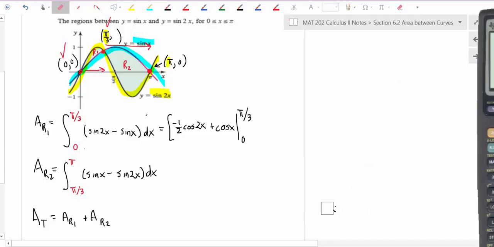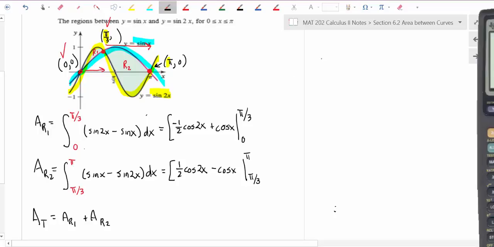Okay, now what you're going to find on this is if you did this integral right here, the antiderivative is just going to be this in reverse. So what you would end up having is instead of this, you would have 1/2 cosine of 2x minus cosine x, and you would be evaluating that from pi over 3 to pi.